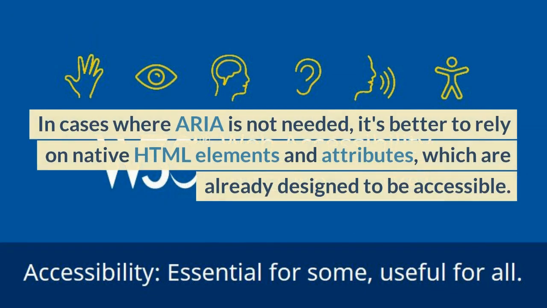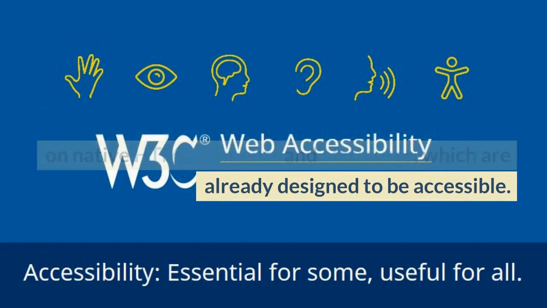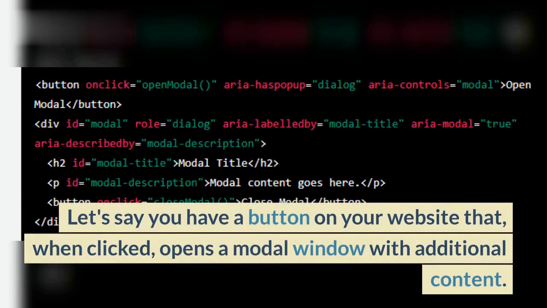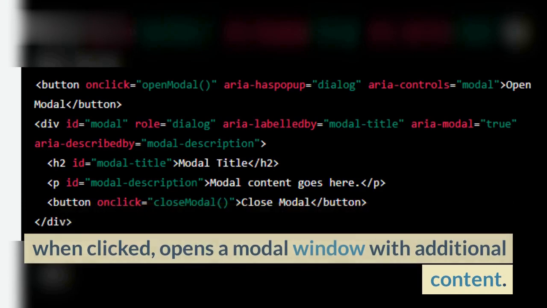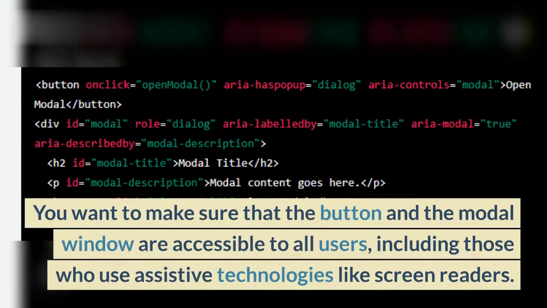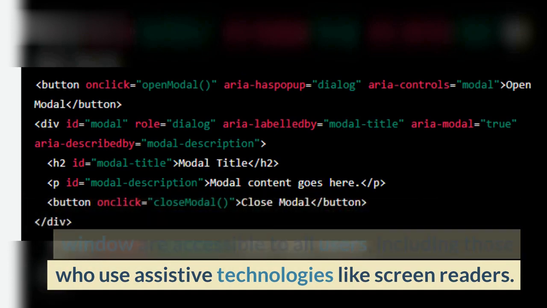In cases where ARIA is not needed, it's better to rely on native HTML elements and attributes, which are already designed to be accessible. Let's say you have a button on your website that, when clicked, opens a modal window with additional content. You want to make sure that the button and the modal window are accessible to all users, including those who use assistive technologies like screen readers.